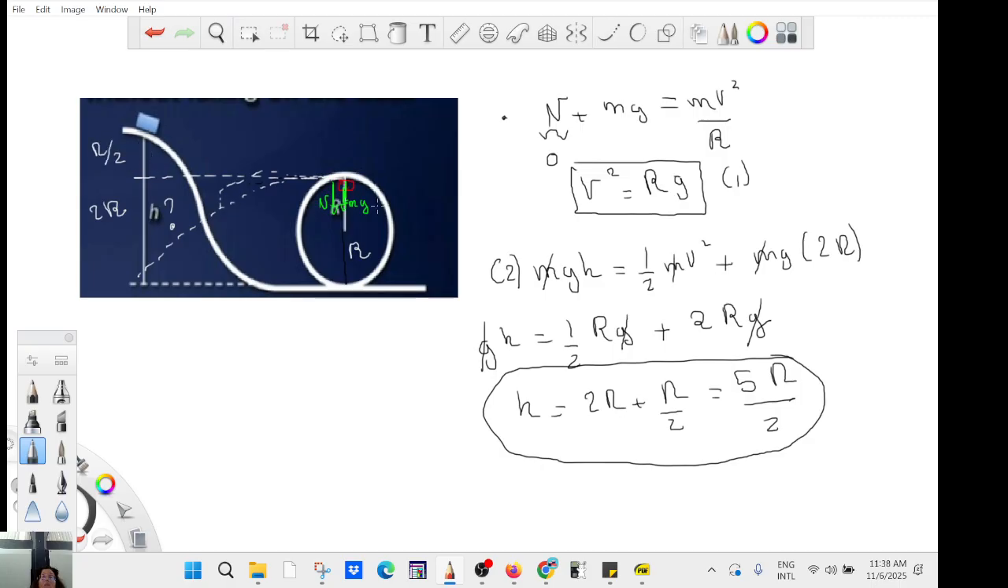If you don't do that, it will not make it. So usually I used to have a demo with a loop-the-loop to show that if you place it here, it's not going to make it. It has to be at least 2.5 R.